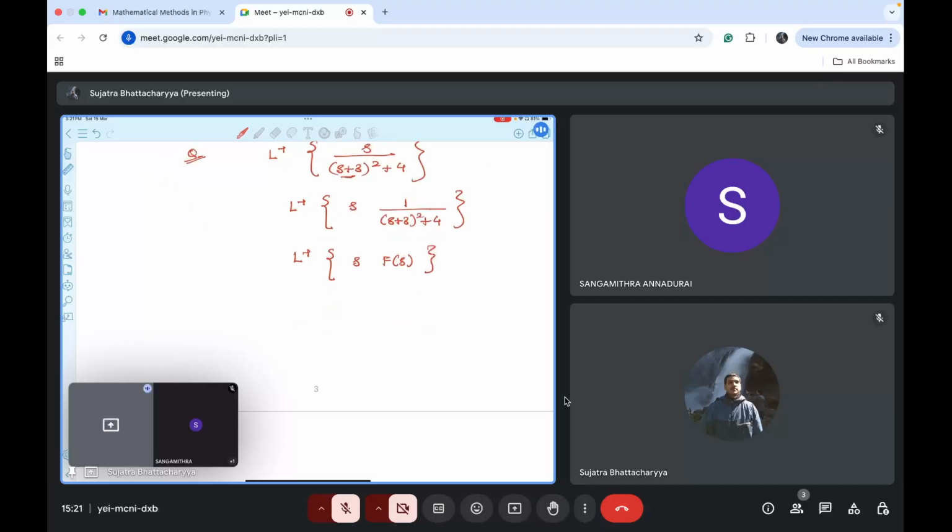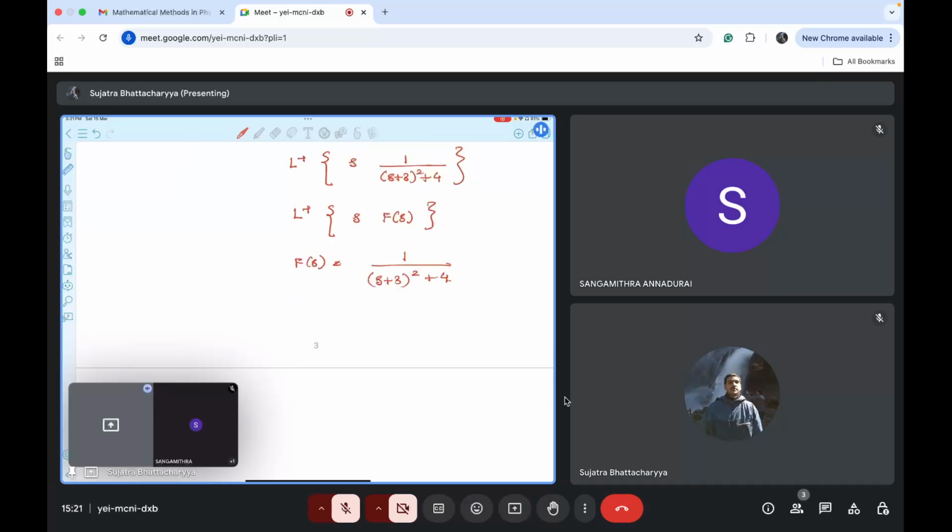Okay. So what we do is that F(s) is nothing but 1 upon (s plus 3) whole square plus 4. Okay. So this is what we have got. Now I know that 1 upon s square plus 4, if it is there, let's say, then we can write this as 1 upon 2 sine of 2t. This we can write clearly. But here it is (s plus 3) whole square. That means something is added to the s. And what is added? Take constant b. Okay. Then just keep everything same.